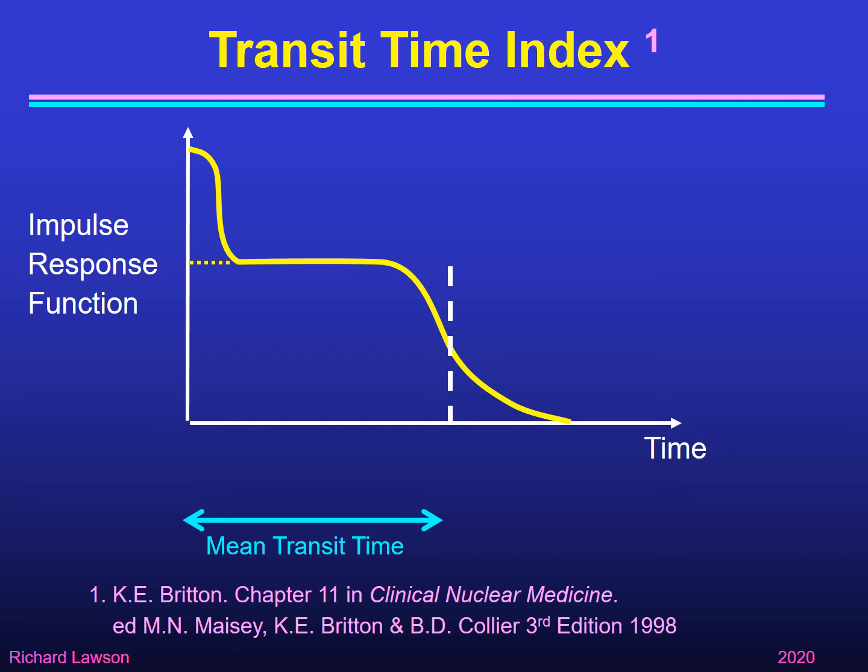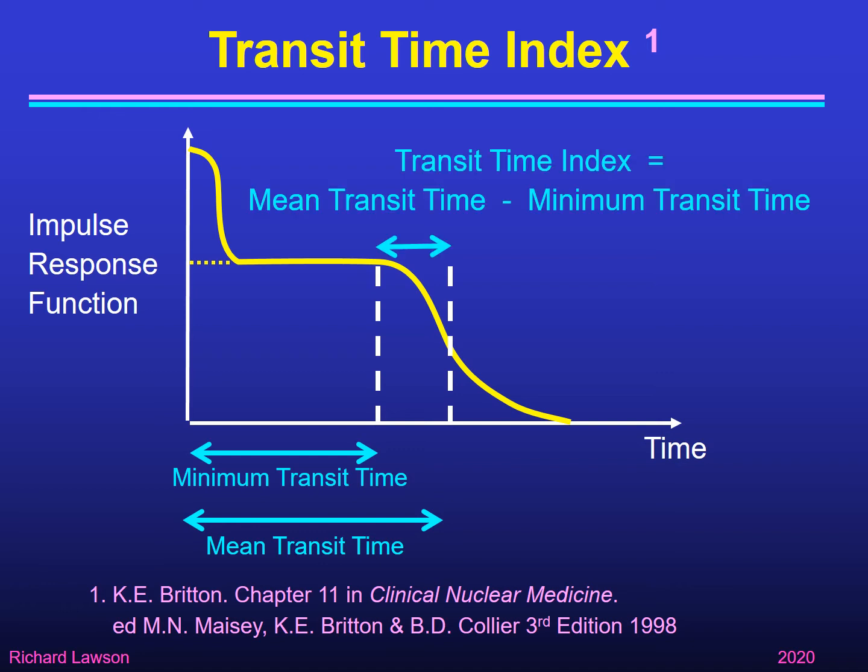Then Keith Britton says you should look at the minimum transit time, which is the shortest time it takes for a molecule to get through the system from here to here where the plateau ends. And then Keith Britton defines the transit time index as the difference between those, this time there. So according to Keith Britton, it's important to subtract the minimum transit time from the mean transit time.